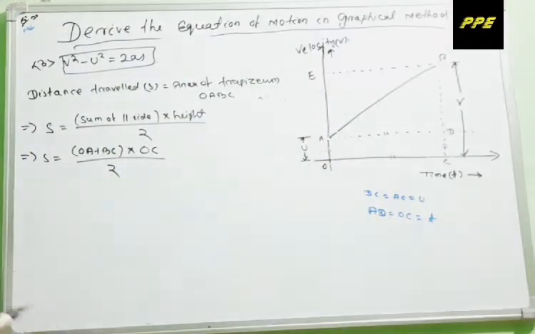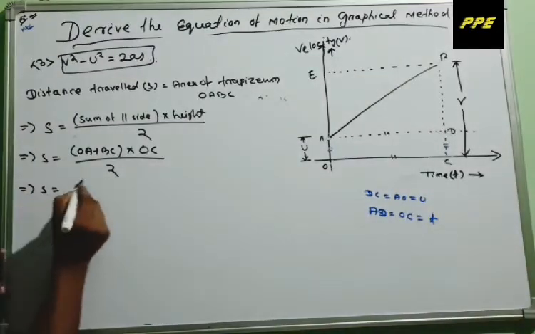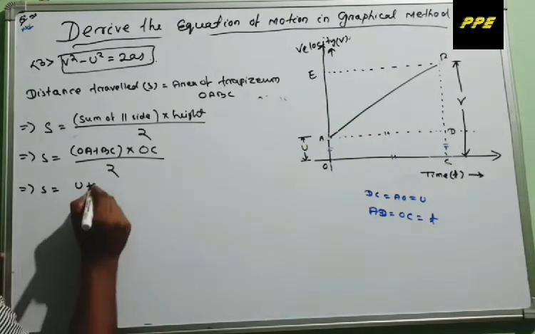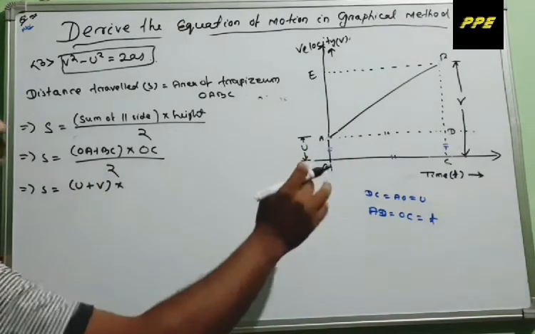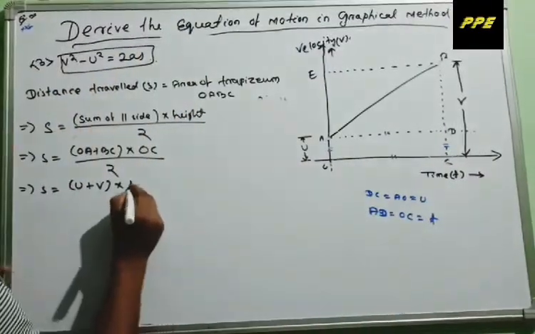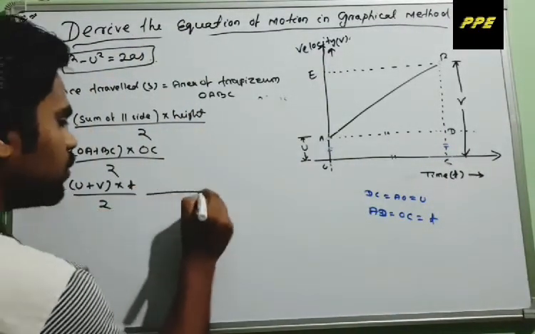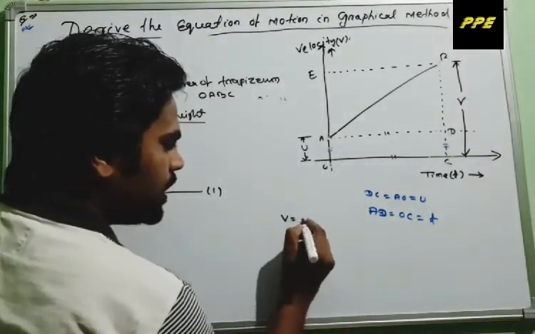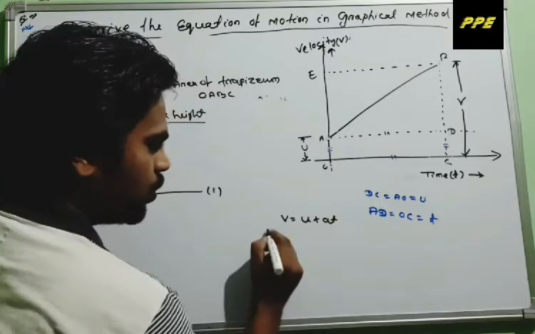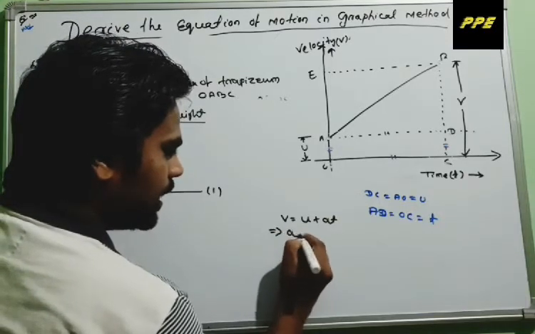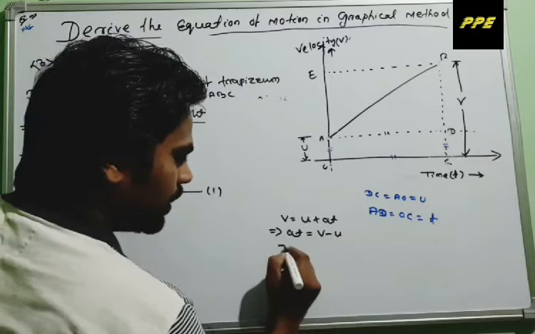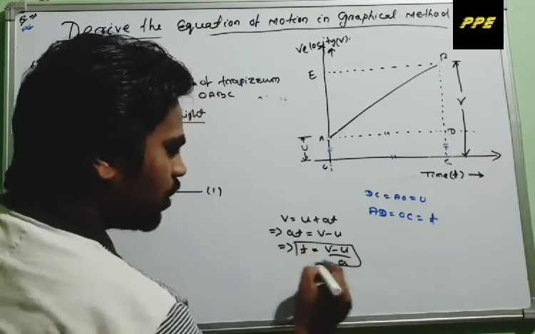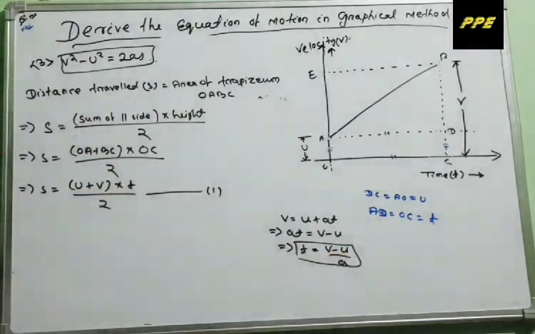So that implies S is equal to OA, which is U, plus BC, which is V, into OC, which is T, divided by 2. Write down, this is equation number 1. In the first equation we already studied V is equal to U plus AT. From that I can write AT is equal to V minus U. That implies T is equal to V minus U by A. So I can put, instead of T, V minus U by A.